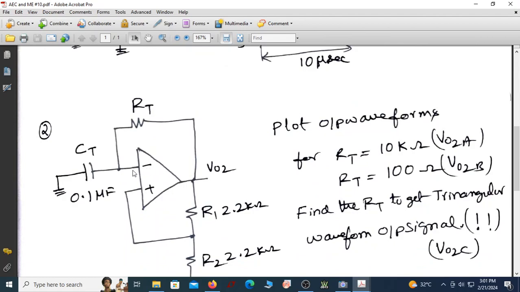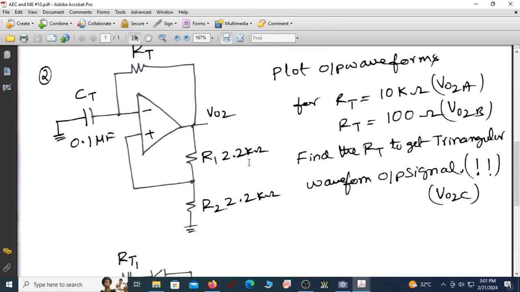So what you have is a square wave generator with the timing resistor as 10K, and then you have 0.1 microfarad as CT, and of course you have R1, R2 as 2.2K and 2.2K. So let us find the frequency and the waveform. Let us assume that for the time being slew rate is infinity.